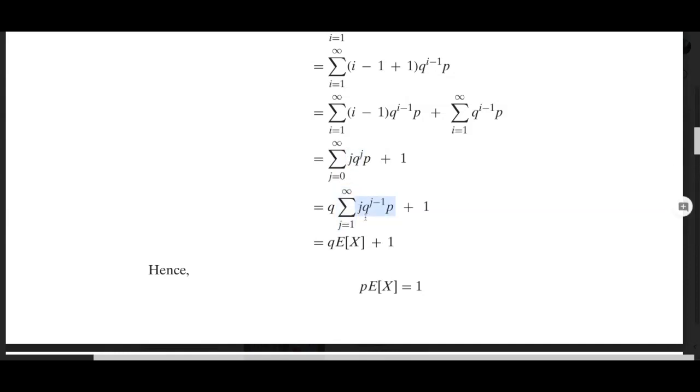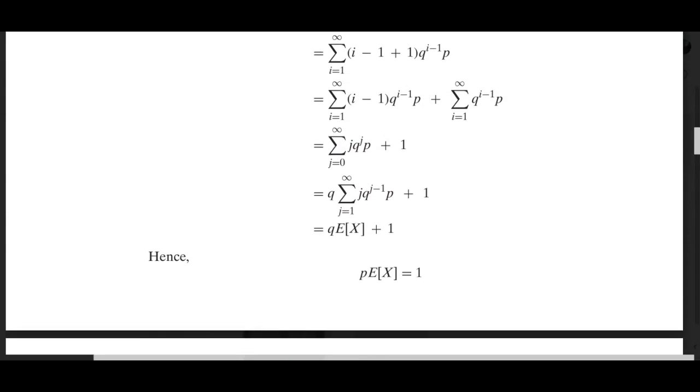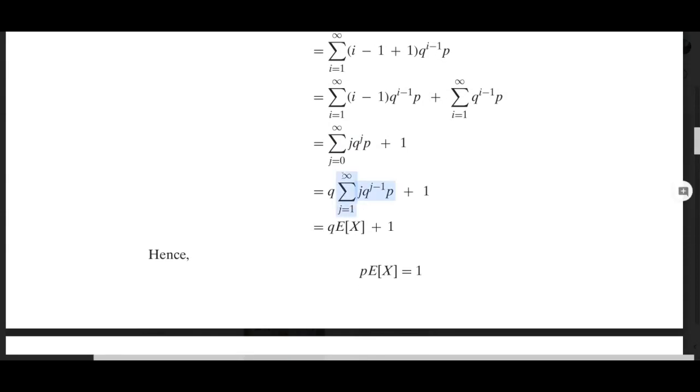J equals 1. But q starts with 0, right? q raised to j, q raised to 0. So we have to adjust this. So this j now becomes j minus 1, right? Because the exponent of q starts with 0. So then what is this? This is the expected value of the geometric random variable, right?